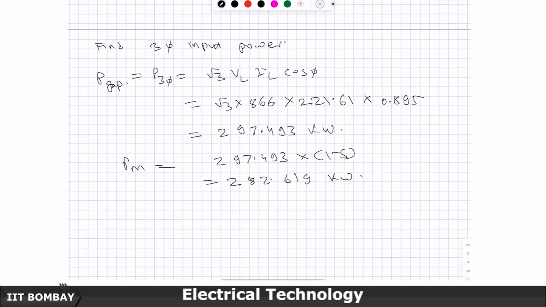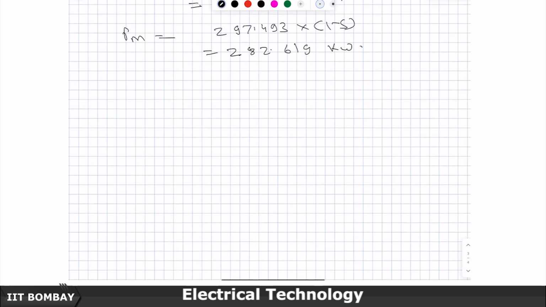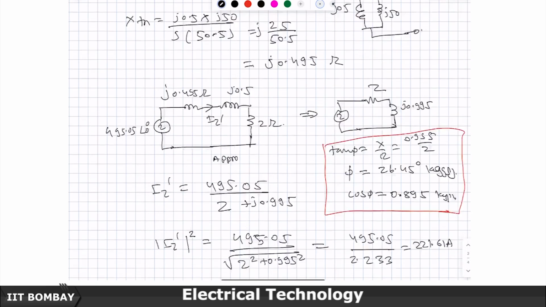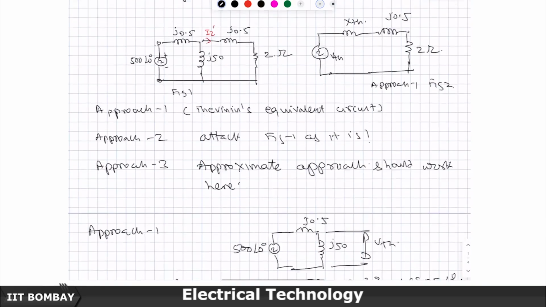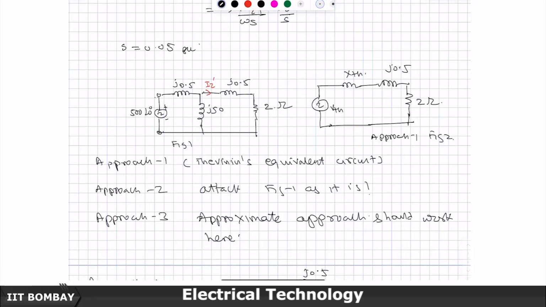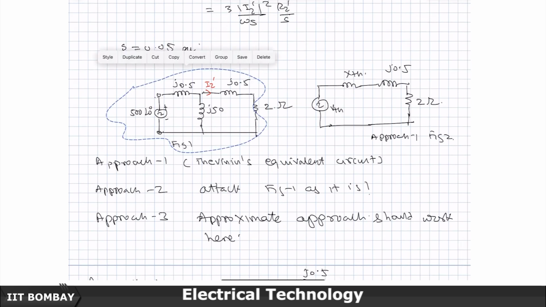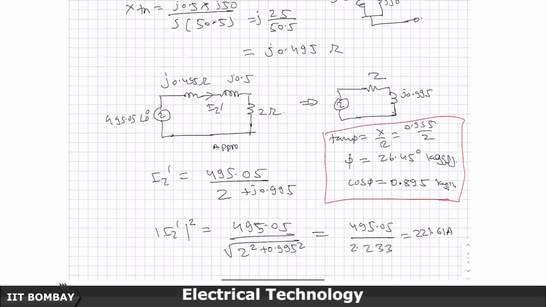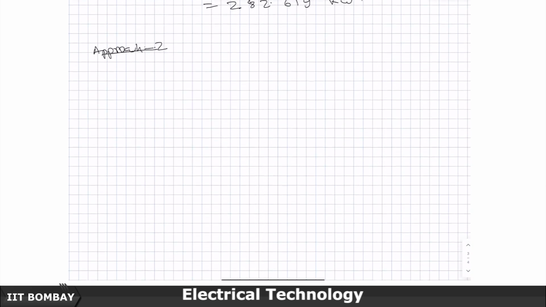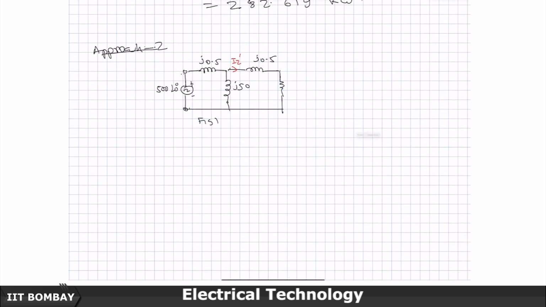Now, let us do the same problem by approach 2. Usually when you are dealing with exams, it is better to solve in one way and cross check it by another way, so that you are sure that your answers are matching. So, let us do approach 2.